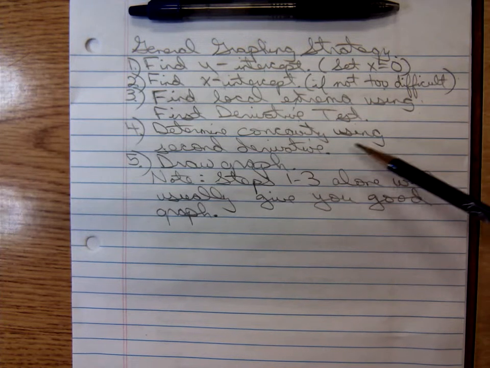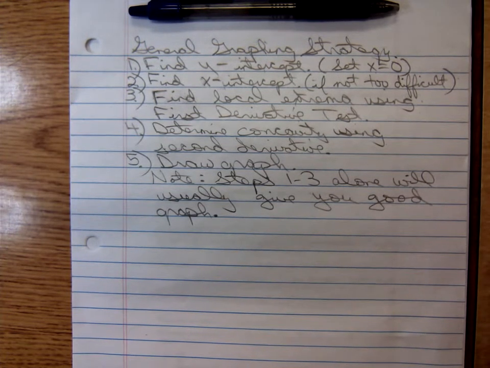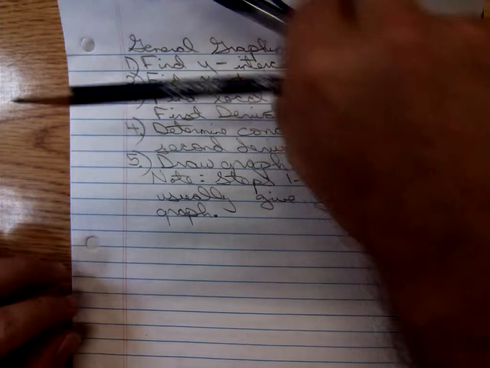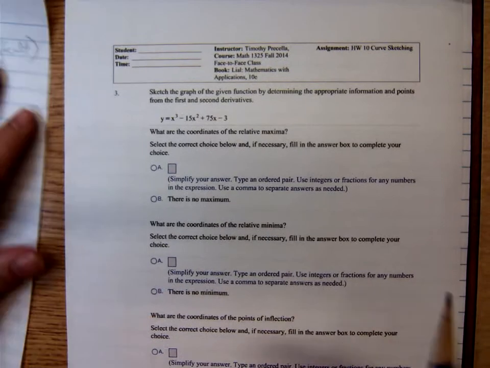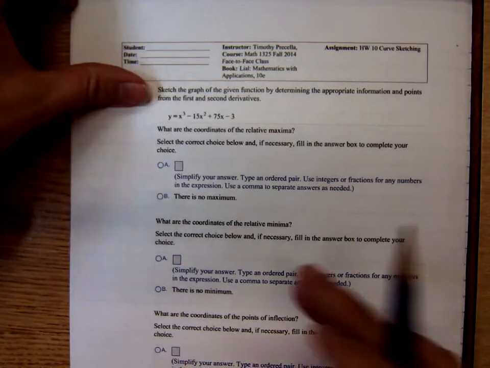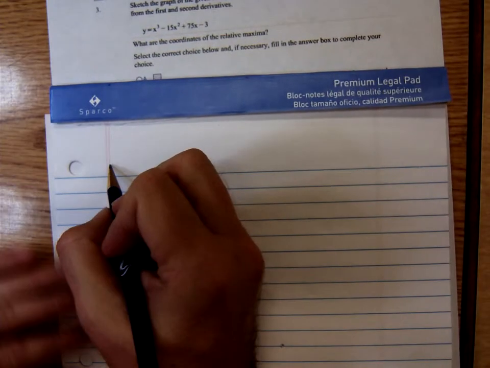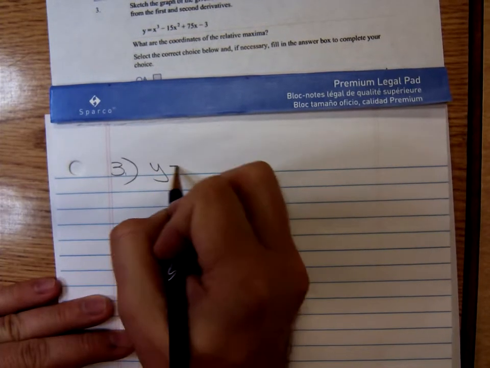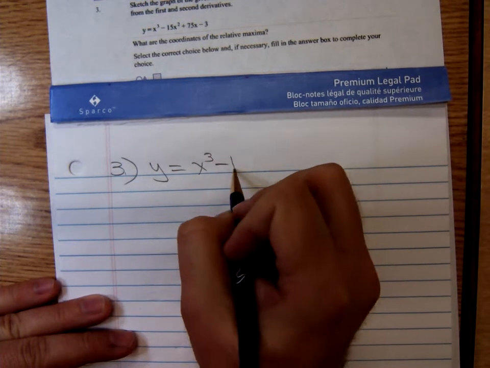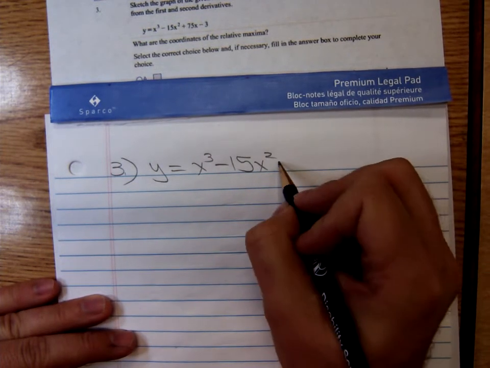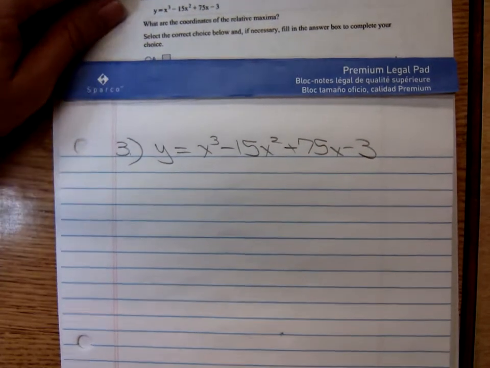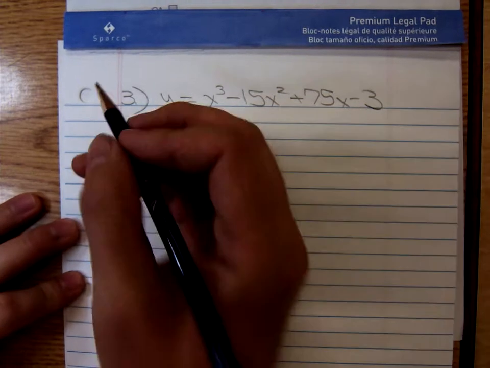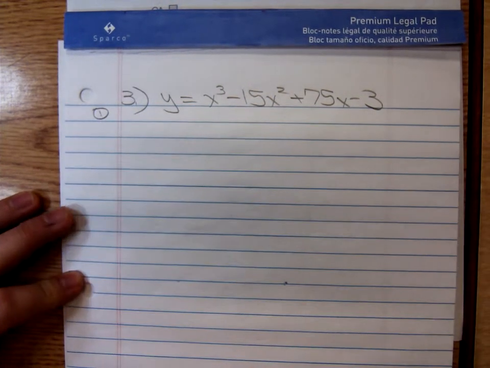Okay, so concavity for polynomial functions takes care of itself when you're drawing the graph. So here's the function we're working with. Y equals, this is number 3, let me write that down. This is number 3 for the students enrolled in my class this semester, fall 2014. And we'll go through our little graphing strategy.